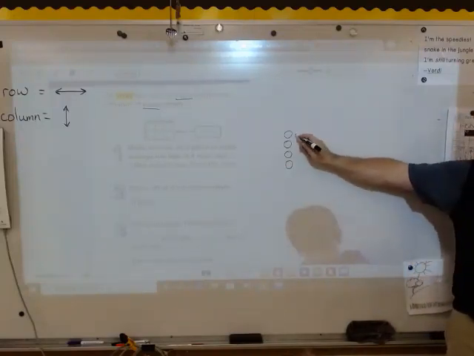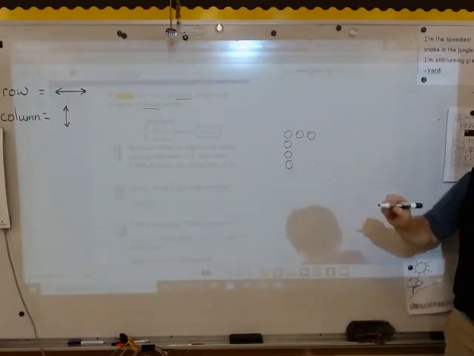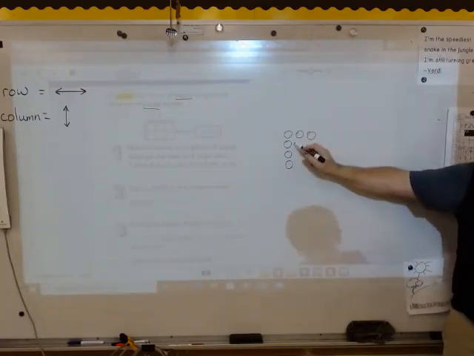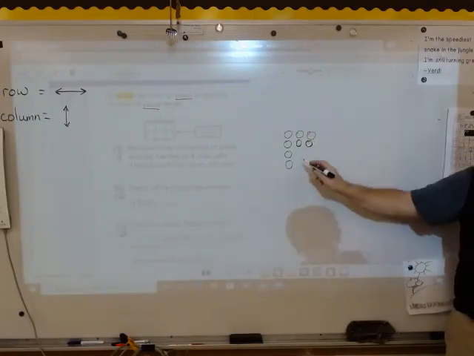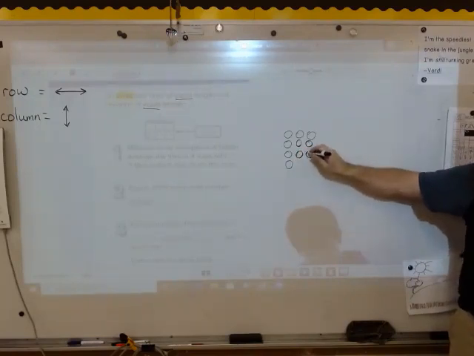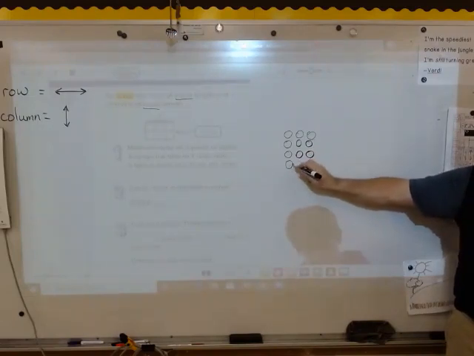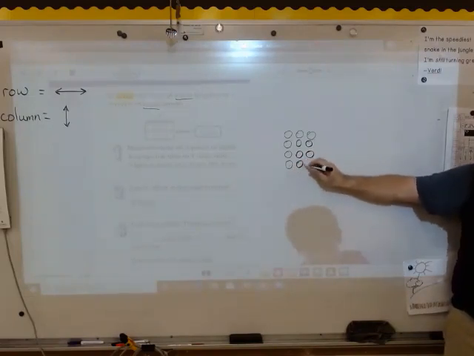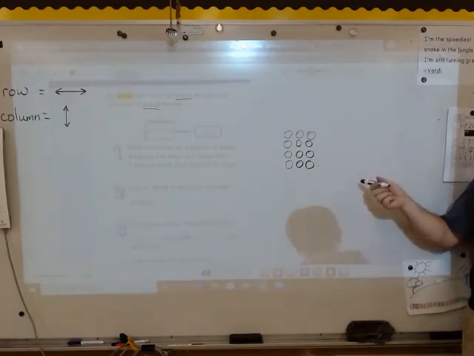So that means if this is the first row, I have 1, and I have to count that one. 1, 2, 3. Here's my next row. I got to put 3 there. 1, 2, 3. Here's my next row. 1, 2, 3. And here's my 4th row. 1, 2, 3. Did you see what I was doing okay, Olivia? Okay.